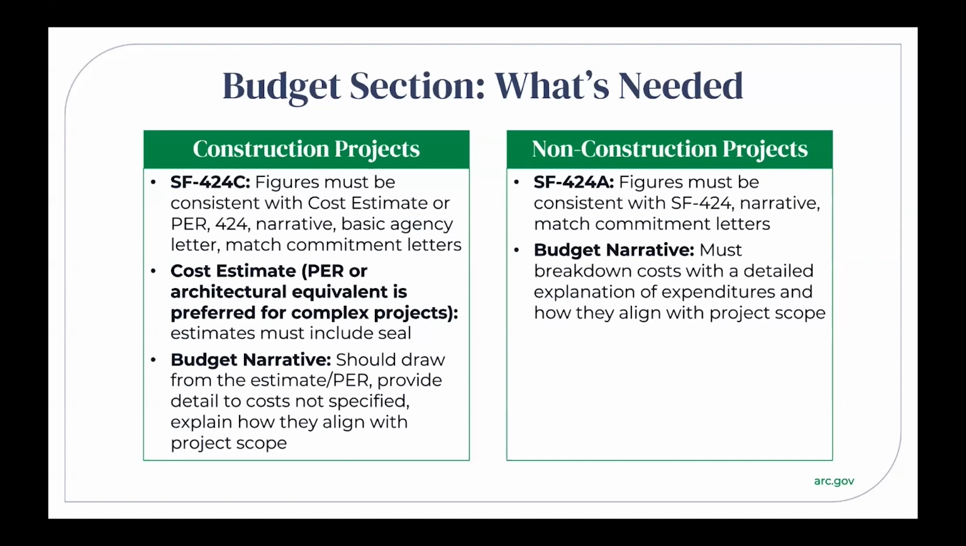The second thing you need for construction projects is a cost estimate. For example, a PER or an architectural equivalent. This is preferred for complex projects. This document is a requirement in some ARC states during state level application processes or is required by certain basic agencies. So please double check with contacts at both the ARC state office and the basic agency on whether they require a PER. Cost estimates must include a seal.